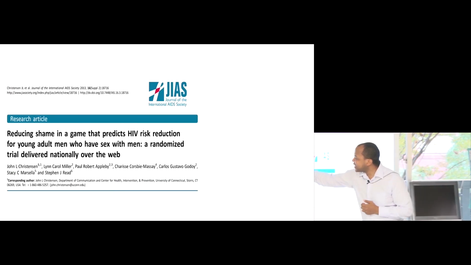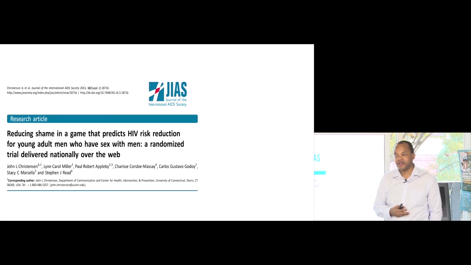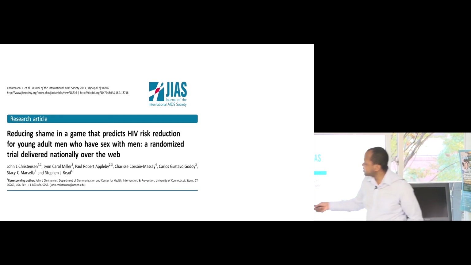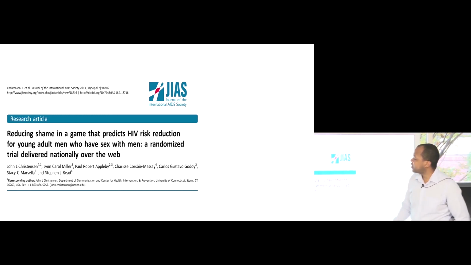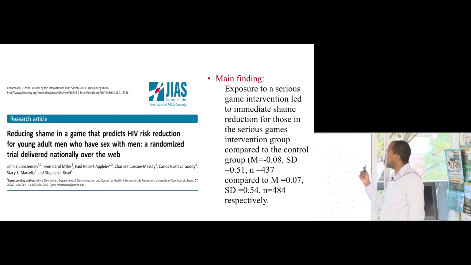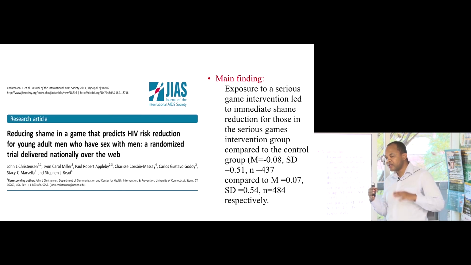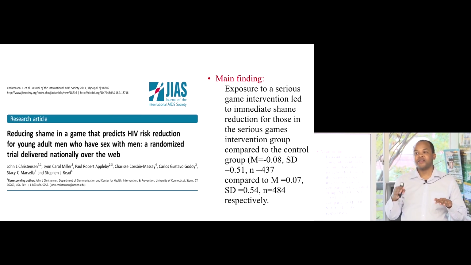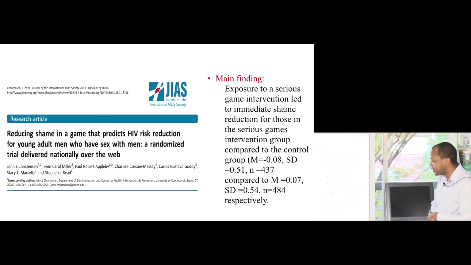I think professors from Stanford worked on this paper. And more recently, in 2013, there's a paper published in the Journal of the International AIDS Society, again a very well-ranked journal in HIV and AIDS. Its title is Reducing Shame in a Game That Predicts HIV Risk Reduction for Young Adult Men Who Have Sex with Men. It's also a randomized trial delivered nationally over the internet. I also encourage you to check out this paper. One of their main findings was that exposure to a serious game intervention led to immediate shame reduction compared to those not in the intervention group. So these papers show some early successes in serious games for changing behavior or improving certain health outcomes in what we are probably working on.